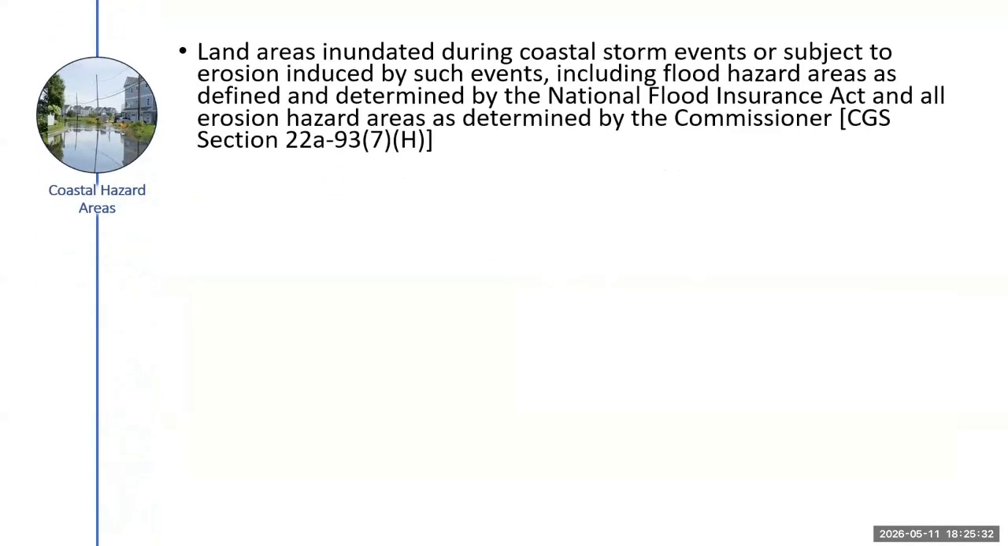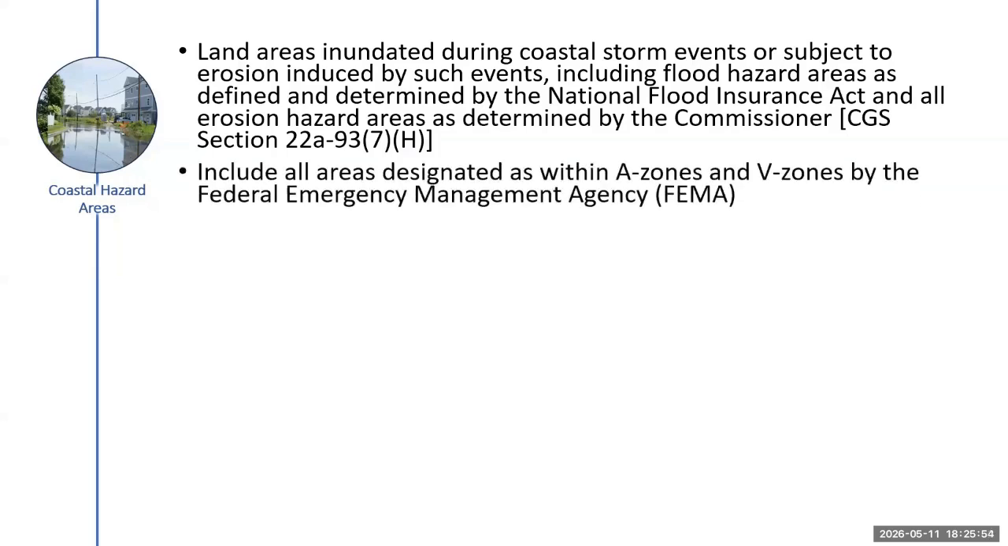So coastal hazard areas, that many of us, well, your town is one of them. Those are land areas that can be inundated during coastal storm events and subject to erosion induced by such events. They include the flood hazard areas that are defined and determined by the National Flood Insurance Act, and erosion hazard areas as determined by the DEEP Commissioner. And so they include all the areas designated as A zones and B zones by FEMA.